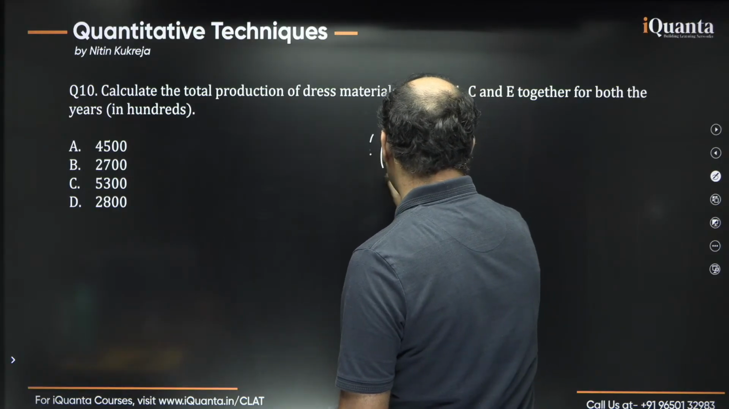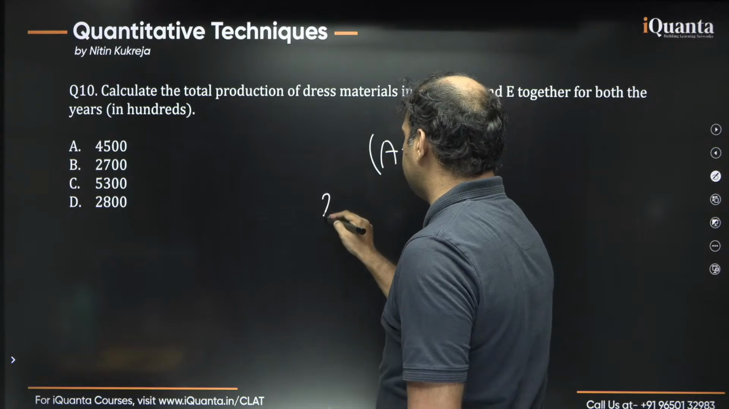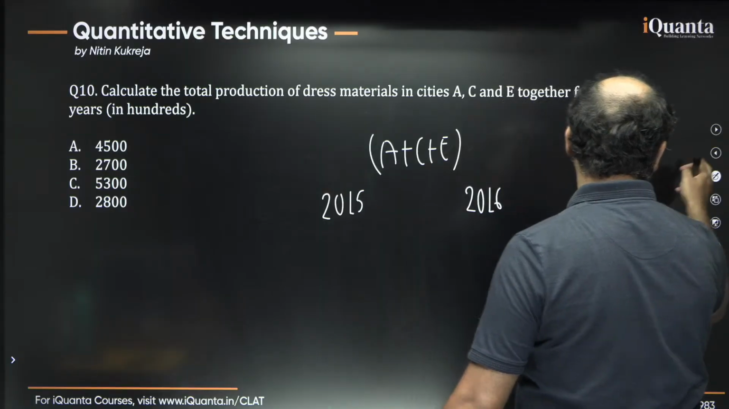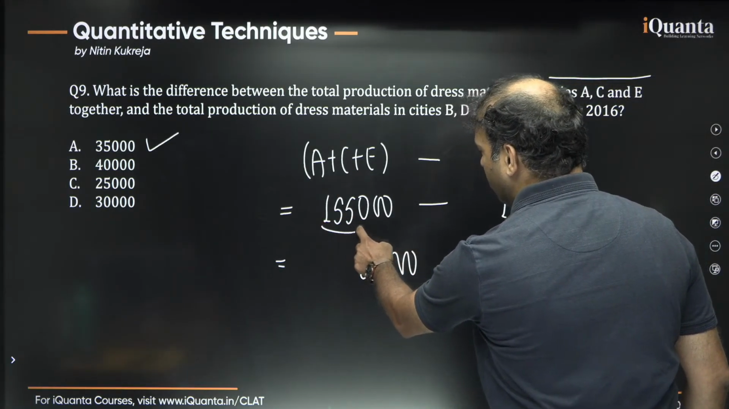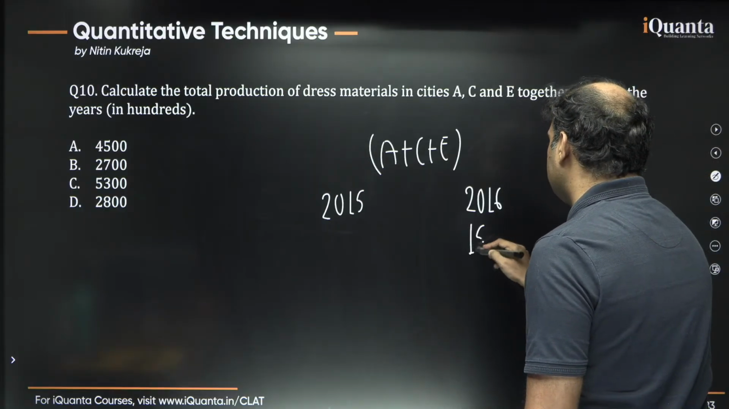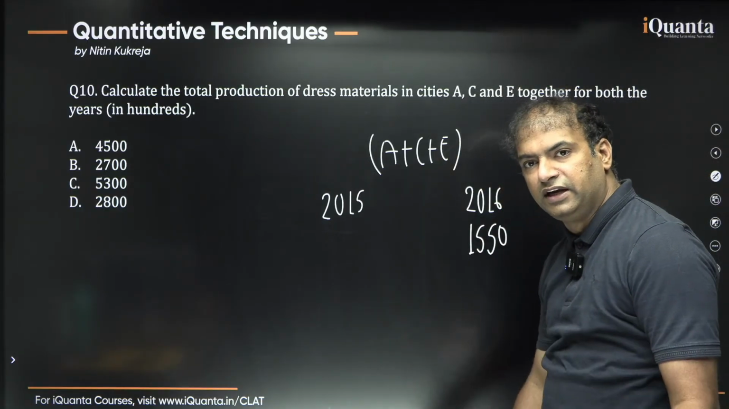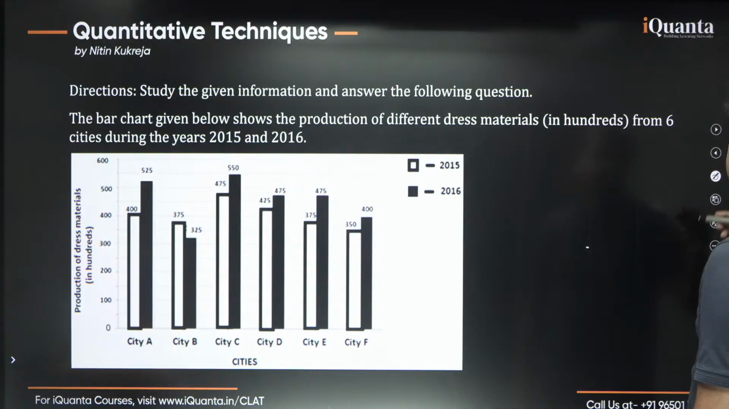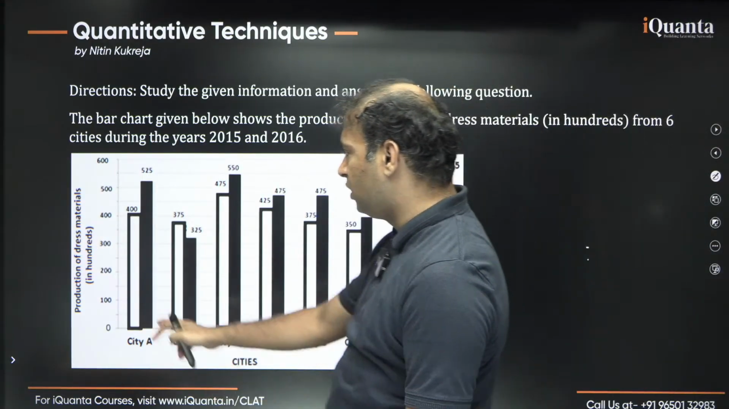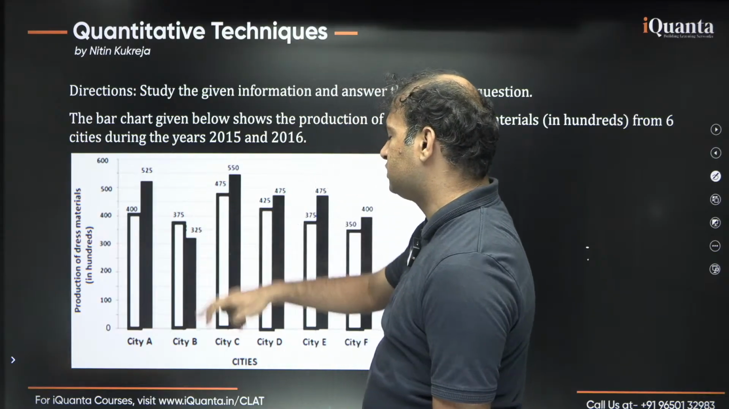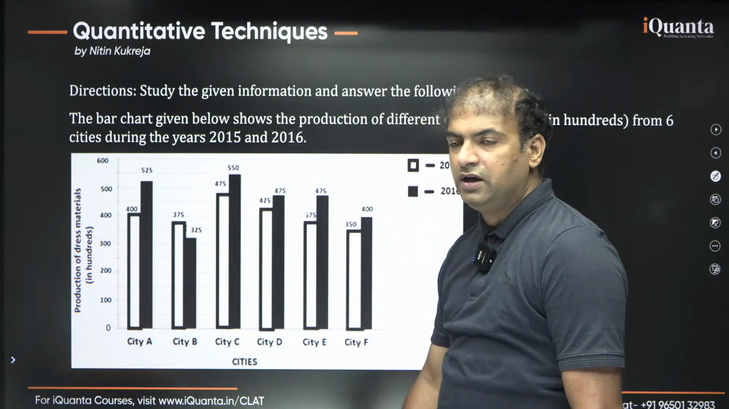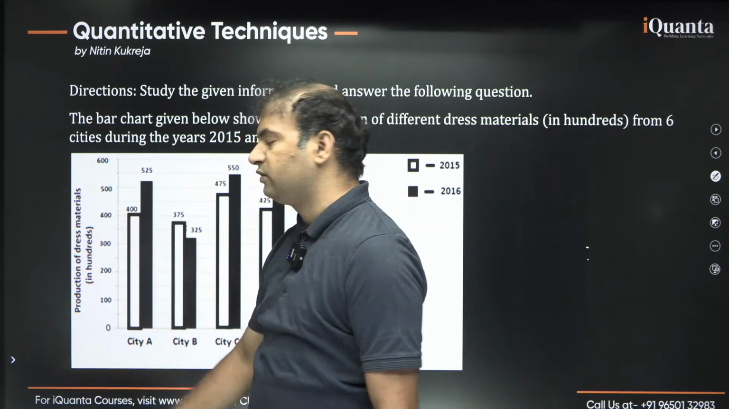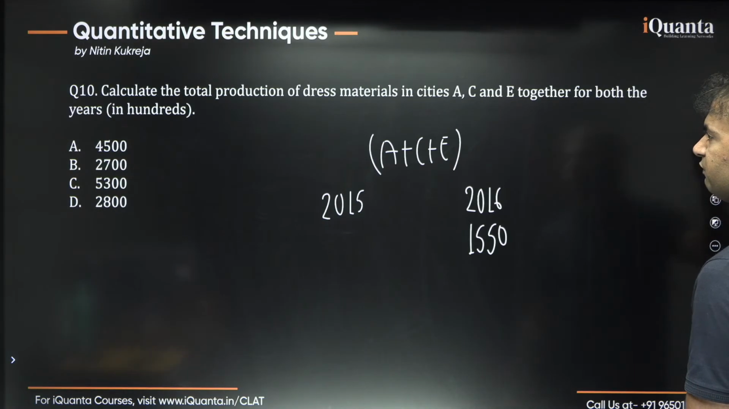Okay, guys, if you remember, we have already found this in the last question. Sorry, that was 2016. We have already found for 2016 in the last question, that was 1550, in hundreds. So we only need to find that sum in 2015, okay? So that will be an easy task, obviously. We only need to find 2015 for A, C, and E, all right? So look at that. A is how much? 400, right? C is how much? 475. E is how much? 375. 475 and 375 will give us 850, all right? And 850 plus 400 is 1250, right? So this will give us 1250.